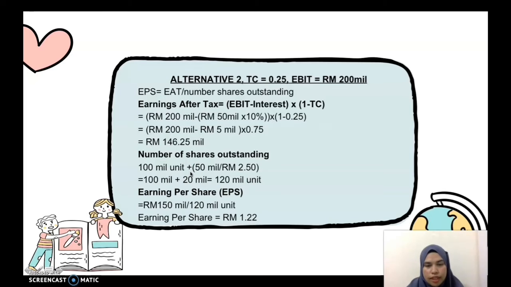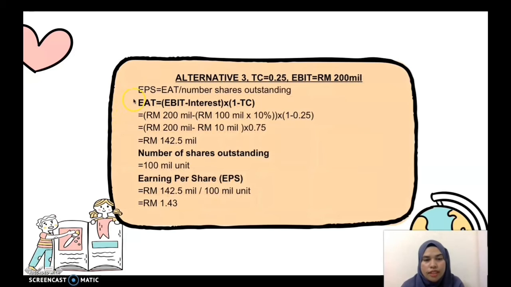Next, the number of shares outstanding is the existing units plus 50 million ringgit divided by 2 ringgit and 50 cents, and we get 120 million units. And then we apply the earning per share formula. So the earning per share for alternative 2 is 1 ringgit and 22 cents.